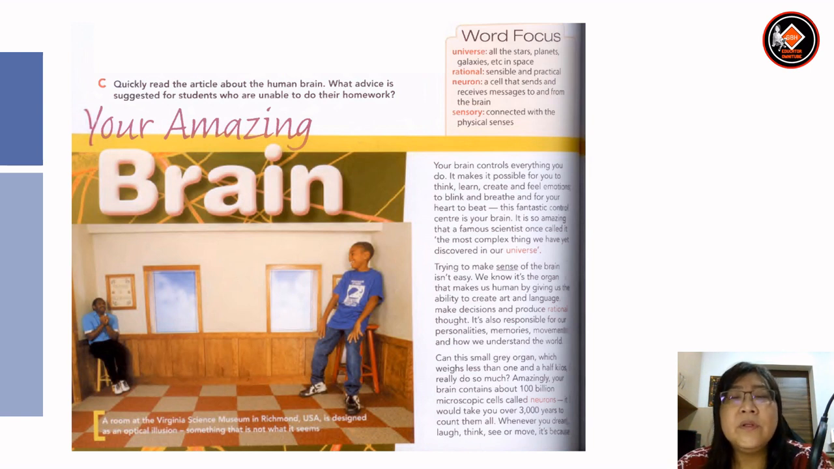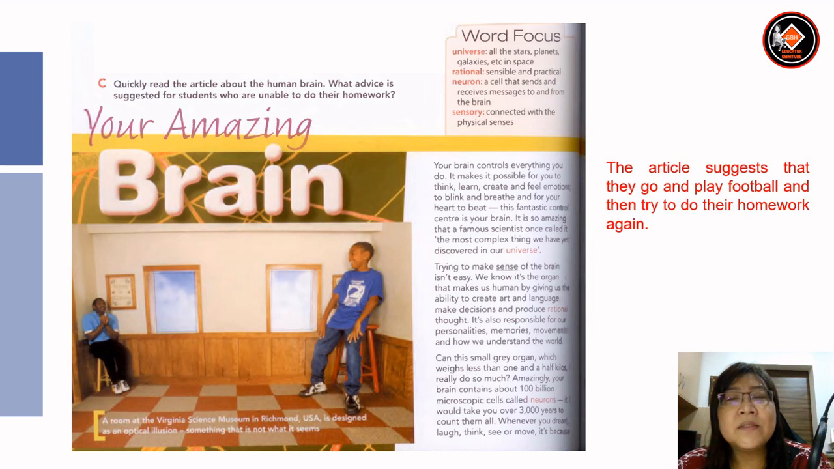So here we have universe. Universe means all the stars, planets, galaxies, etc. or others in space. Rational is sensible and practical. Neuron. Neuron is a cell that sends and receives messages to and from the brain. And sensory means connected with the physical senses.